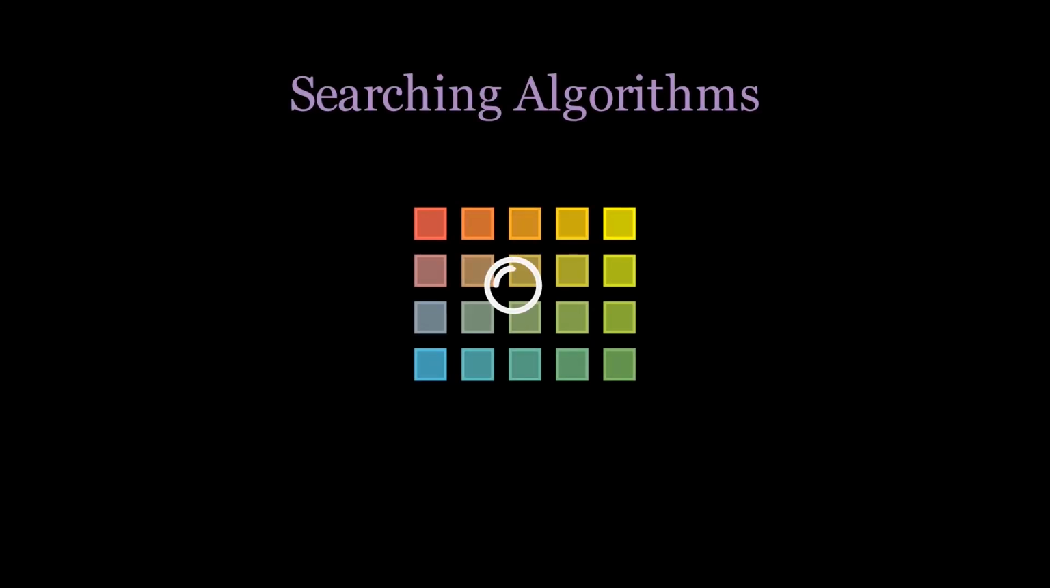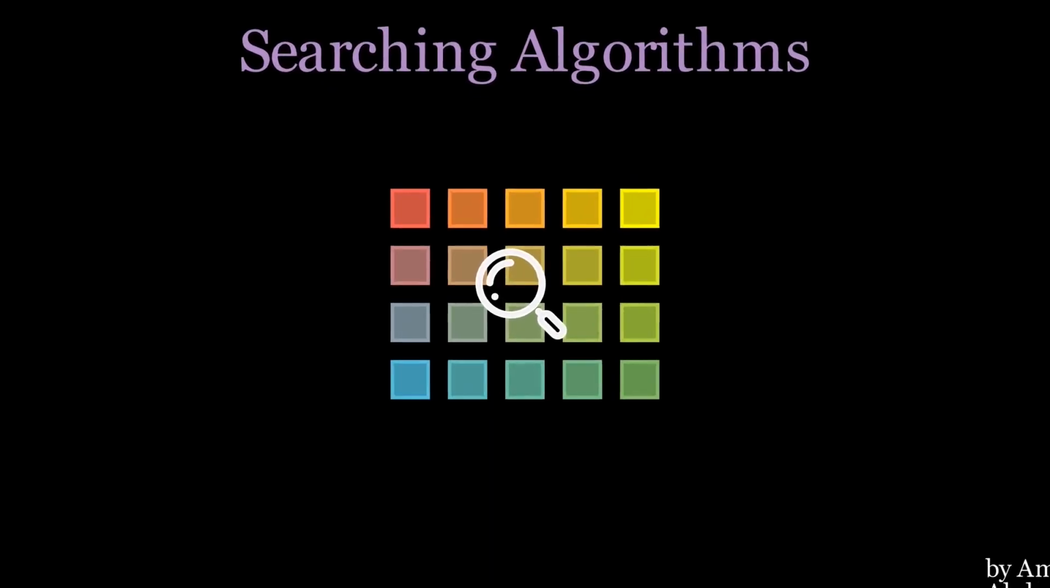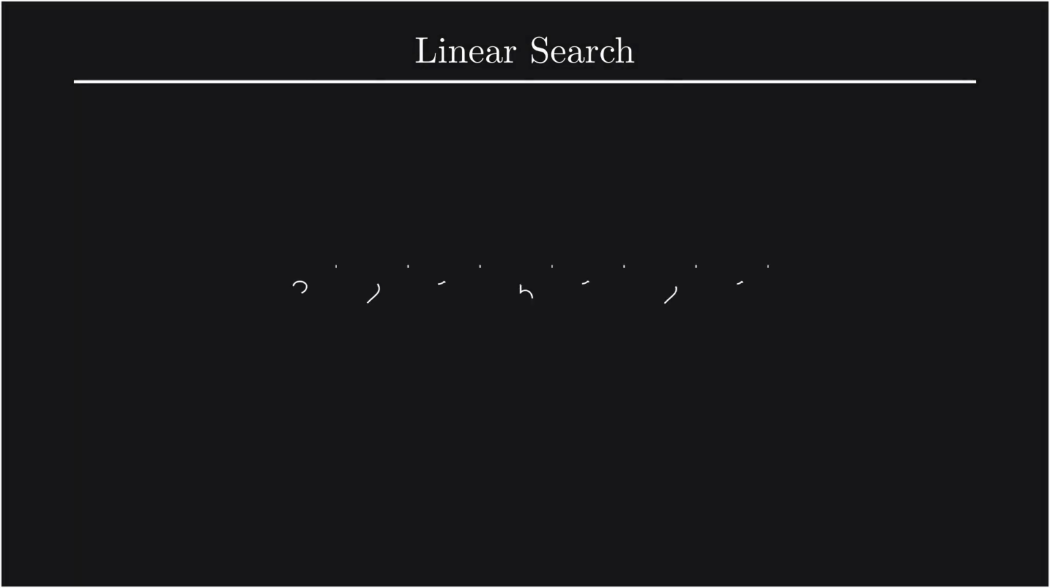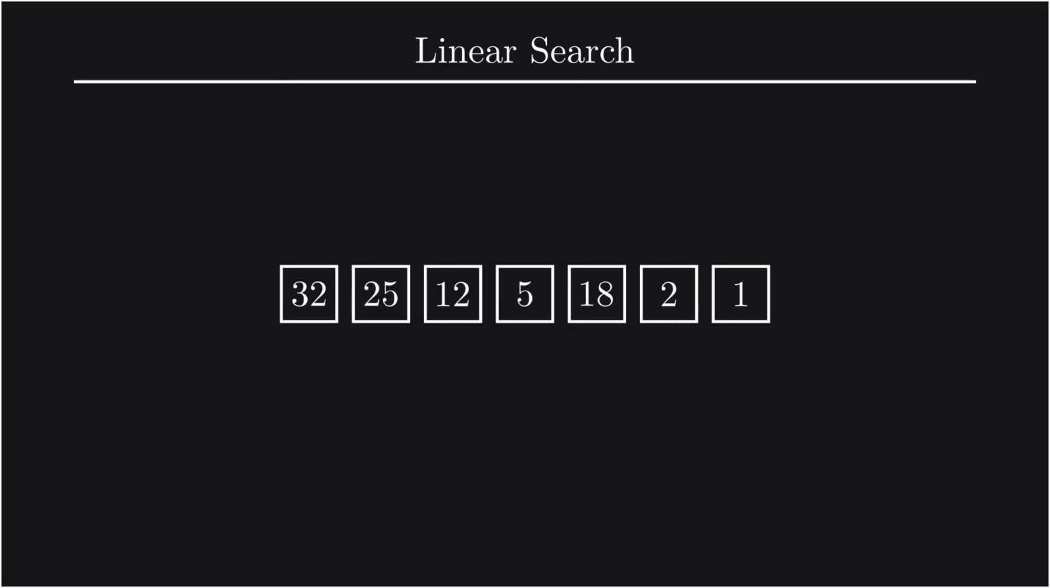In this video, we'll see the basic searching algorithms, linear and binary search. Without further ado, let's dive into it. The first algorithm we're going to see is linear search. Linear search is the simplest searching algorithm. It works by checking each element in the list one by one until the target value has been found.